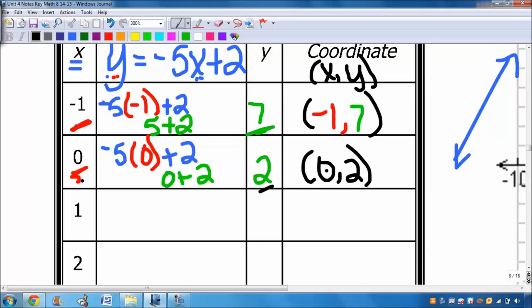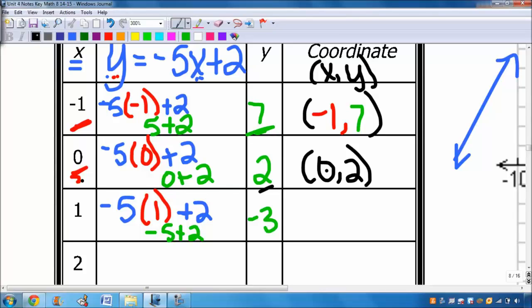Okay, I want you to take a minute and try it with 1, plug it in, press pause, try it yourself to make sure you can do it on your own, and then come back to me when you're ready to go. All right, so you should get negative 5 times 1 plus 2, and then negative 5 times 1 is negative 5, right? So you'd get negative 5 plus 2. Use the scoreboard. Team negative won 5 points, team positive won 2 points, so team negative won the game by 3 points. So this would be negative 3.